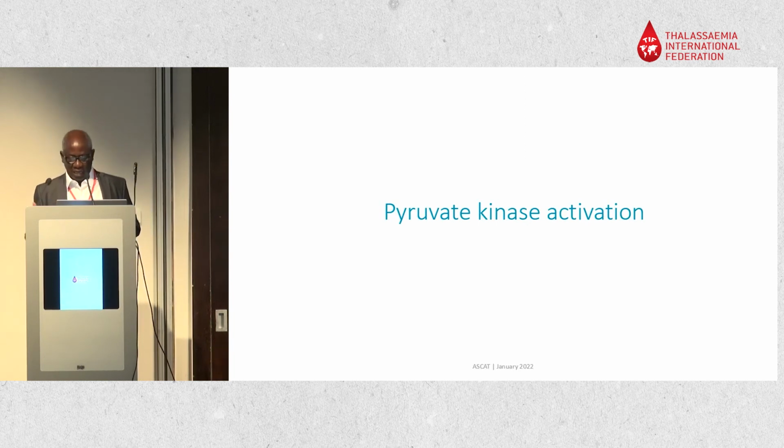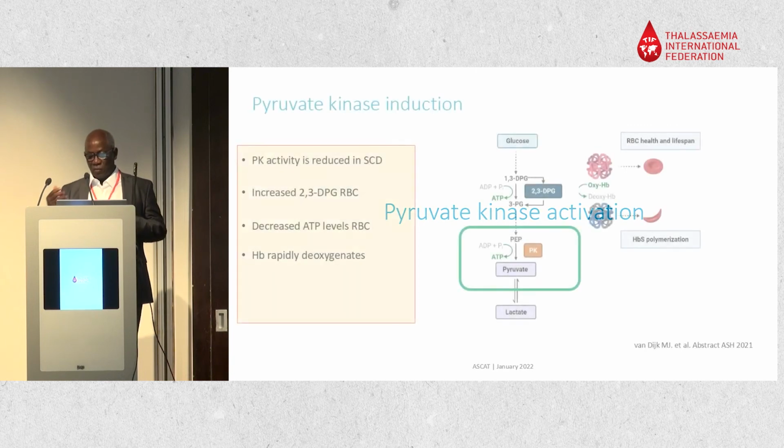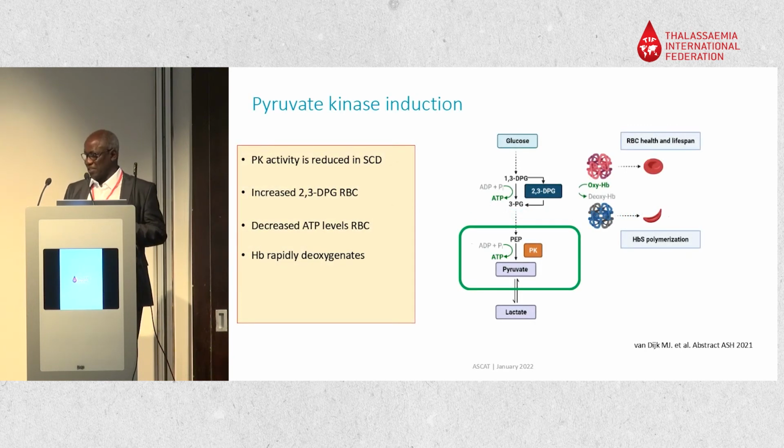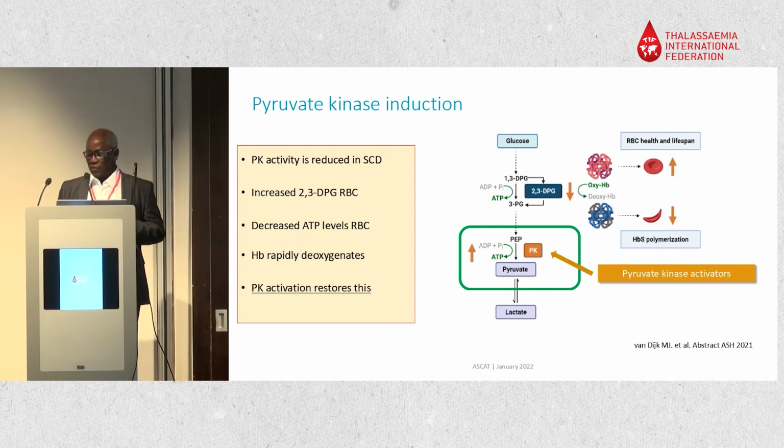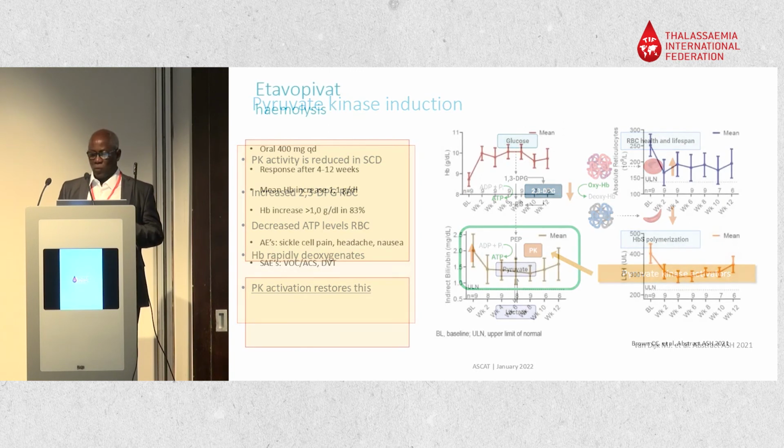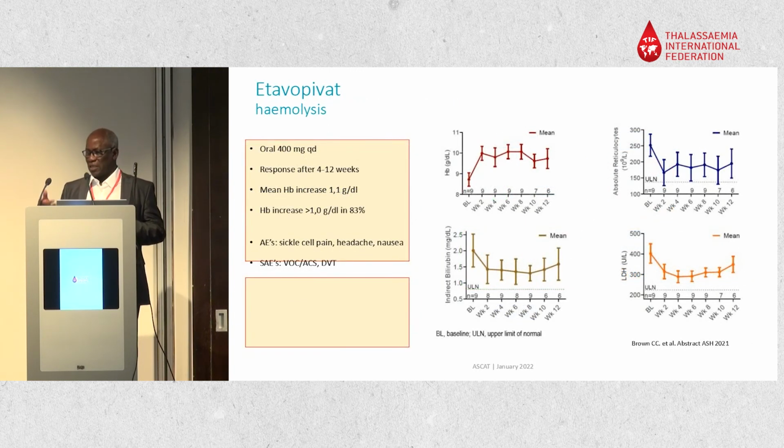Some of the new agents, particularly mitapivat, which has been well used in thalassemia, has a long route and is about improving the level of ATP and improving red cell health, improving the integrity of the red cell. In the UK we are about to start the children's arms of the study for mitapivat. But like I said, in thalassemia it's already in phase 3, but in sickle cell disease in phase 2. So these are just activating the PK and leading to improvement in ATP production.